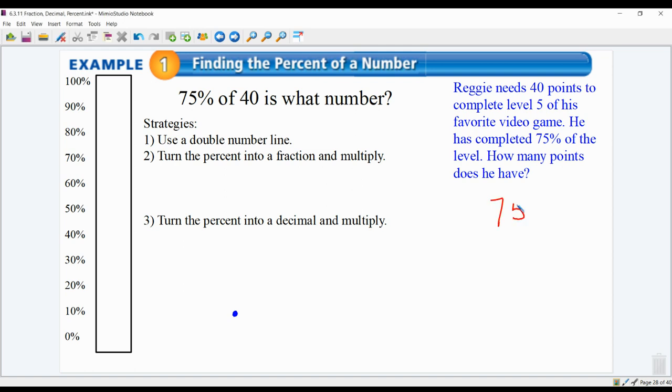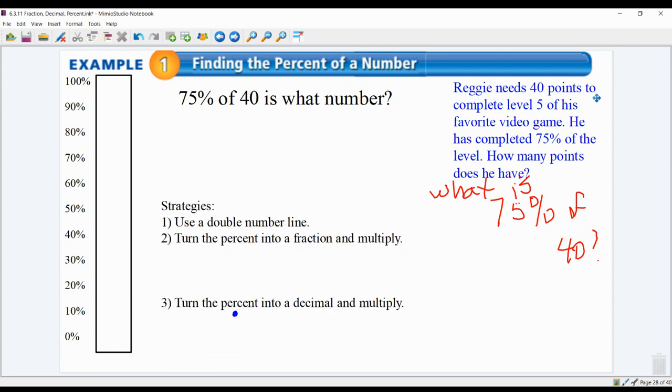So here's my question. 75% of 40. And then I could put the what is. But if you just can't picture a question like that, I want you to think about this with some context. So let's say, oops, not that one. I wanted to grab this one.